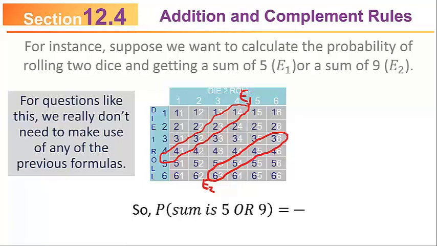So the probability the sum is either 5 or 9 is simply how many ways you can get a 5 or a 9, which happens to be 8, over the number of ways you could get any sum, which as we know from earlier problems is 36. WebAssign will accept 8/36 as the answer, or you can reduce it to 2/9.